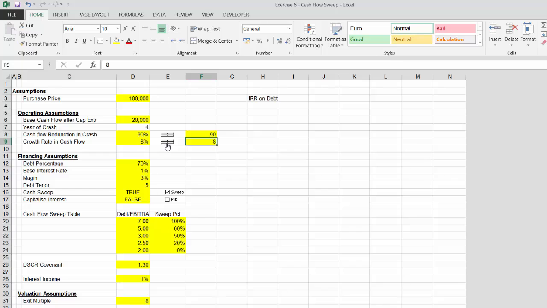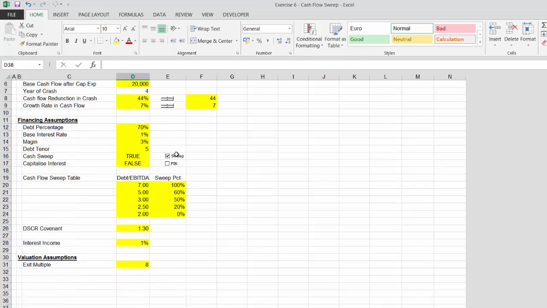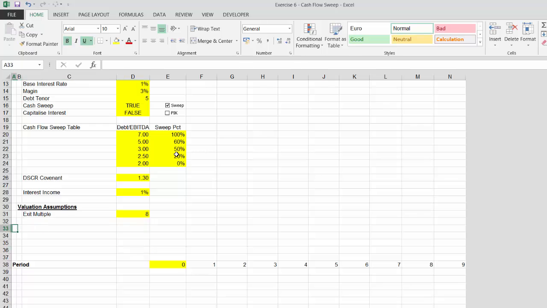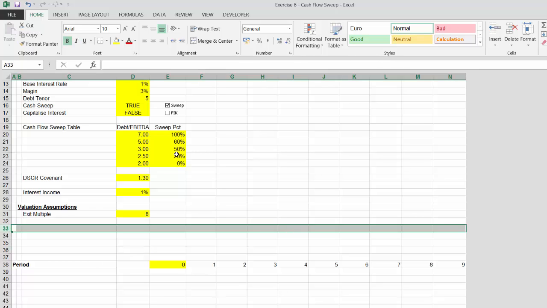Okay? And what we assumed here is that 2008 happens, or whatever the next crash is going to be, and suddenly our cash flow, let's not put it all the way down to 90%, but let's say it goes down by 44%. Okay, so we have to see how the cash flow sweep worked in the context of all of this. So let's get to our modeling.